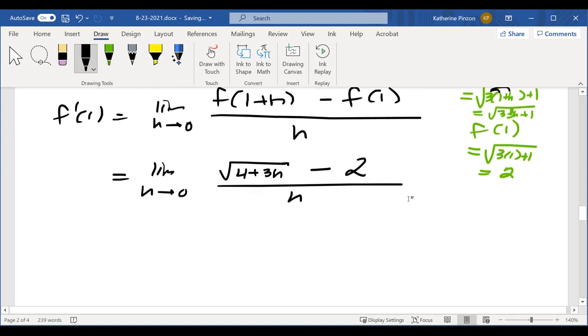Okay, how do you find the limit? Plug it in. If I plug in 0 in the top, I get 4. Square root 4 is 2 minus 2 makes 0 over 0. Done. What are my 3 choices if I get 0 over 0? Factor, rationalize, combine fractions. Which one should I use? Rationalize. How do I rationalize this guy?